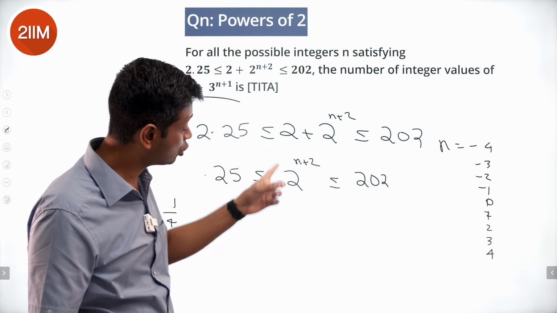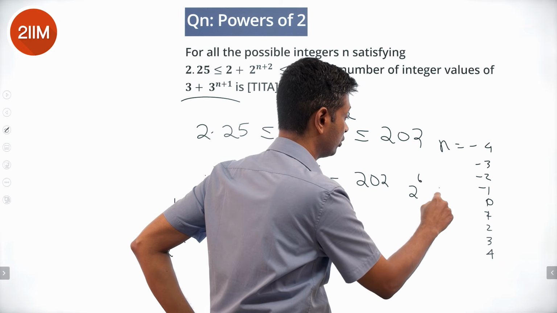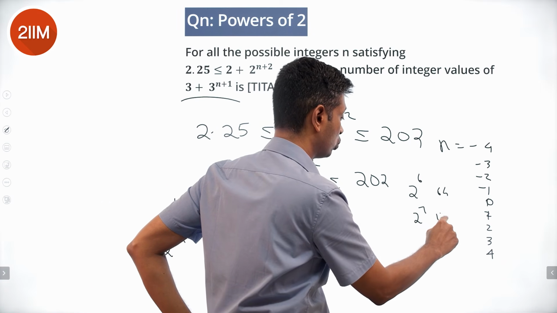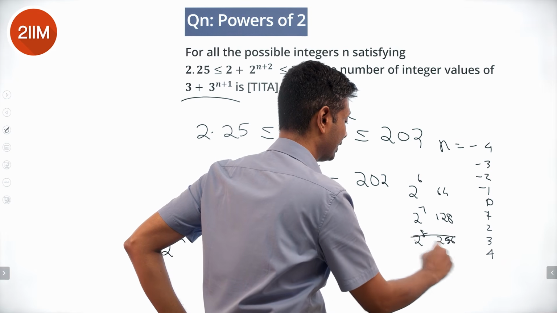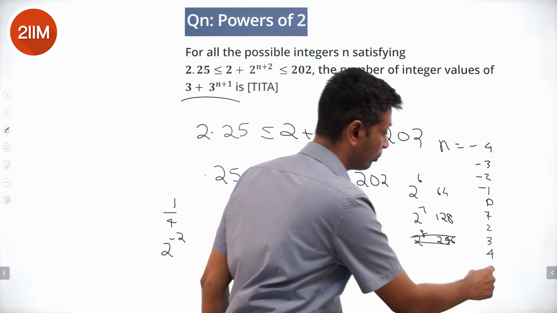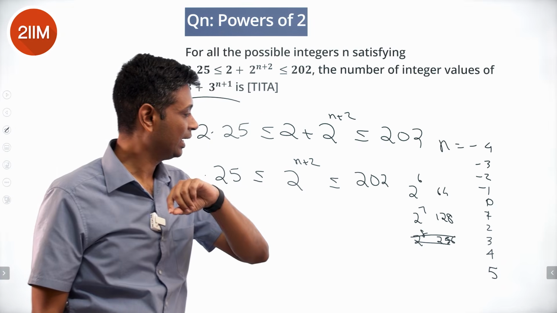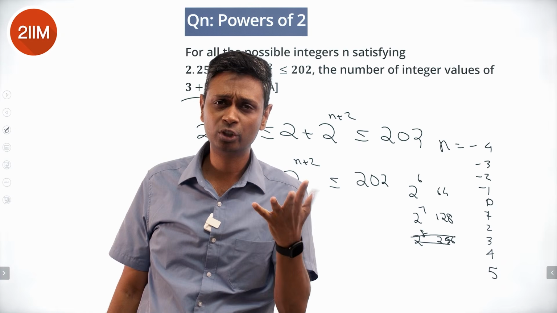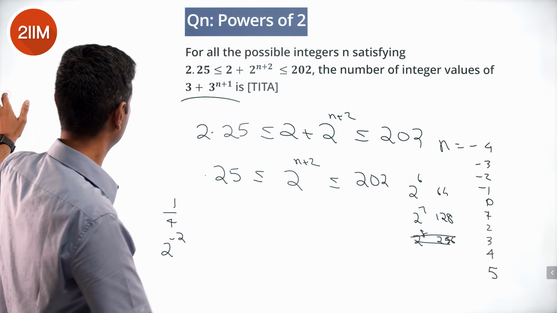2 power n plus 2 should be less than or equal to 202. 2 power 6 is 64. 2 power 7 is 128. 2 power 8 is 256. n plus 2 cannot be 8. n plus 2 could be 7, so n could go up to 5. Satisfying this equation, n could be minus 4, minus 3, minus 2, minus 1, 0, 1, 2, 3, 4, 5, all of that.